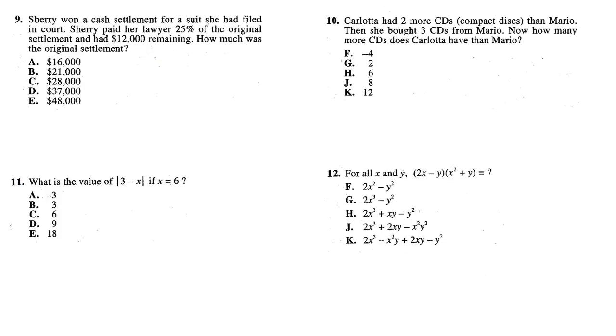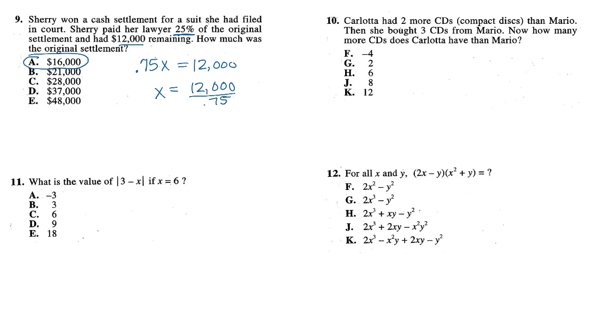Okay, so for number 9, we see that this person has a cash settlement, and after she gave her lawyer 25%, she had $12,000 left. So the remaining amount that she has is 75%. So 0.75 of what gave me $12,000. So we're going to solve this equation, and we're going to have 12,000 divided by 0.75, and it looks like that's going to be answer choice A.